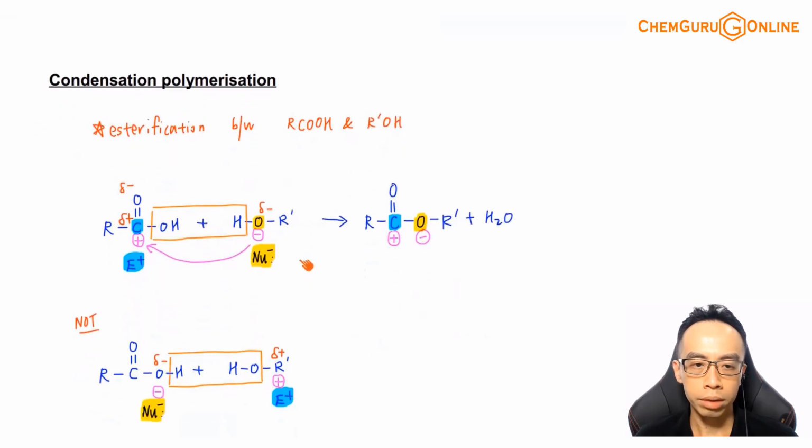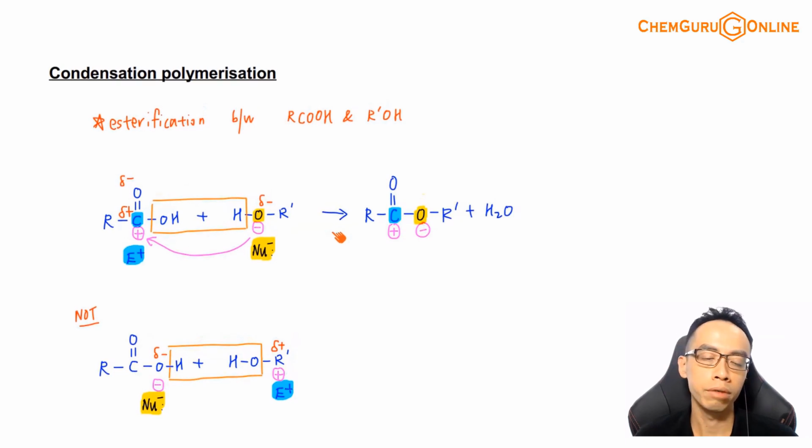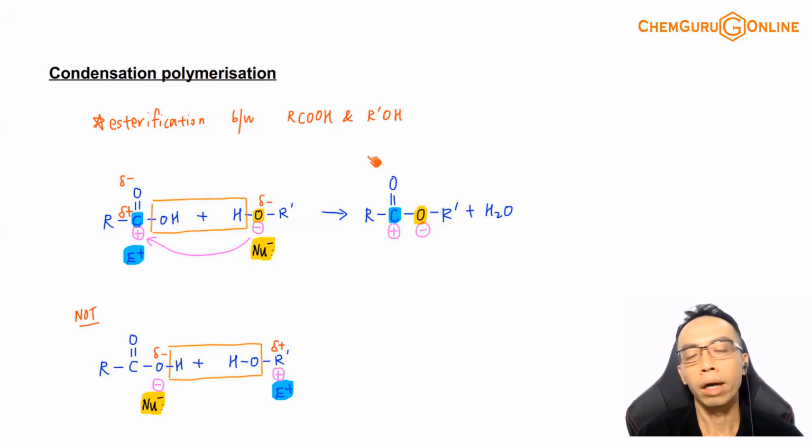Now, before we talk about condensation polymerization, I think it is a good idea to talk about the condensation reaction involving acid plus alcohol to give me ester, right? Acid plus alcohol to give me ester plus water. Because polymerization is just an application, you know? It's just an extension of esterification or condensation reaction. So this is our condensation reaction between acid plus alcohol to give me ester plus water.